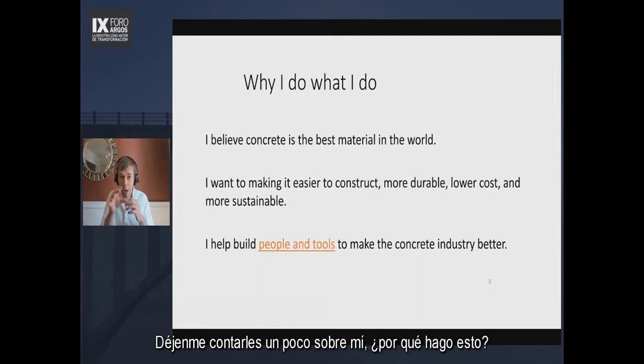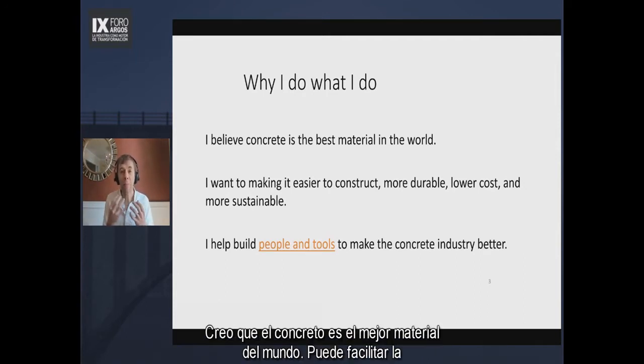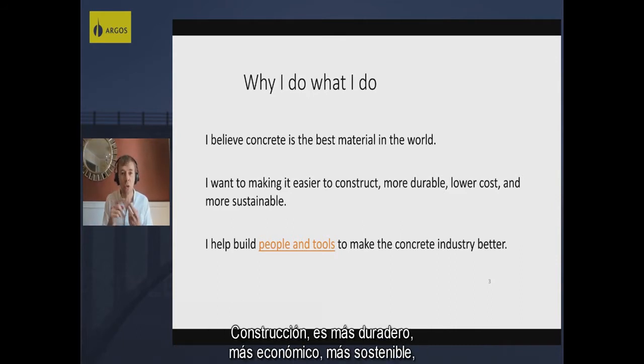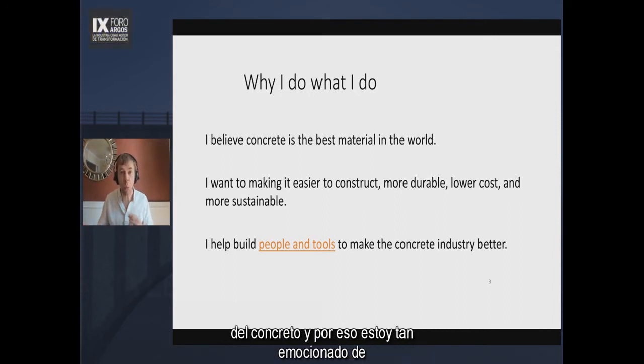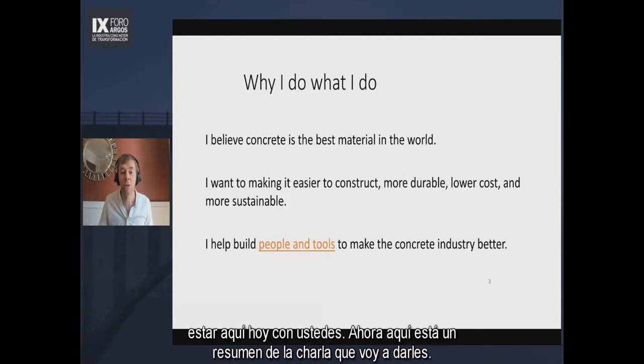Let me tell you a bit about me, why I do what I do. I believe concrete is the best material in the world. I want to make it easier to construct, more durable, lower cost, more sustainable. And what I do is I help build people and tools to make the concrete industry better. And that's why I'm so excited to be here with you today.